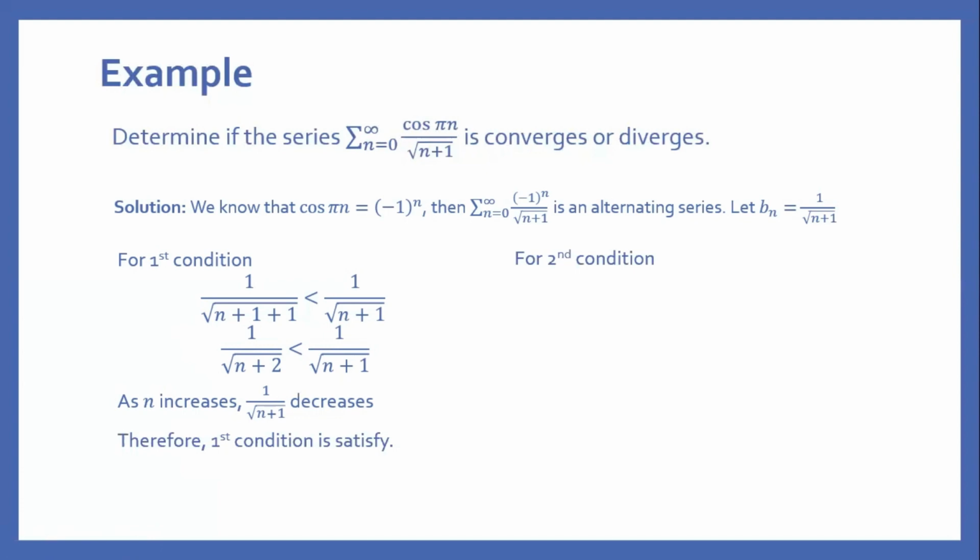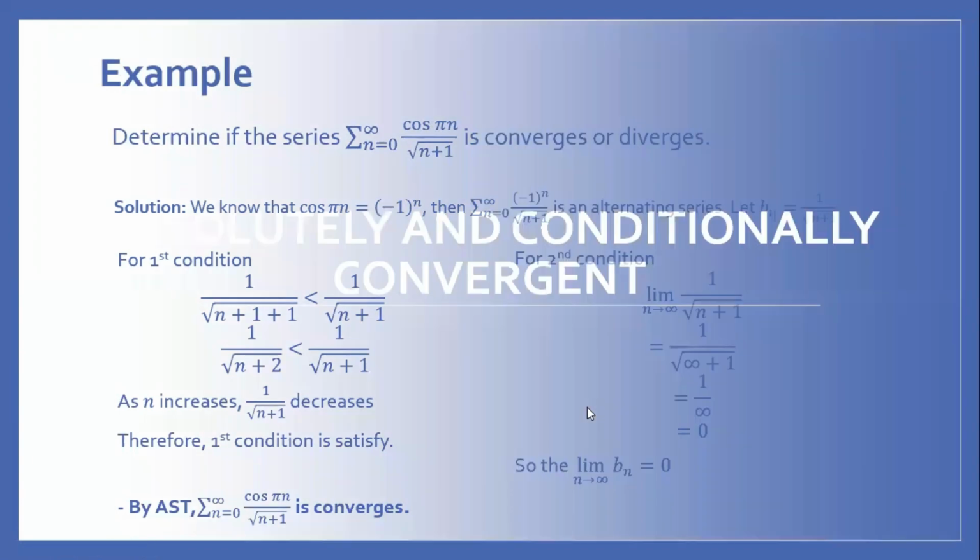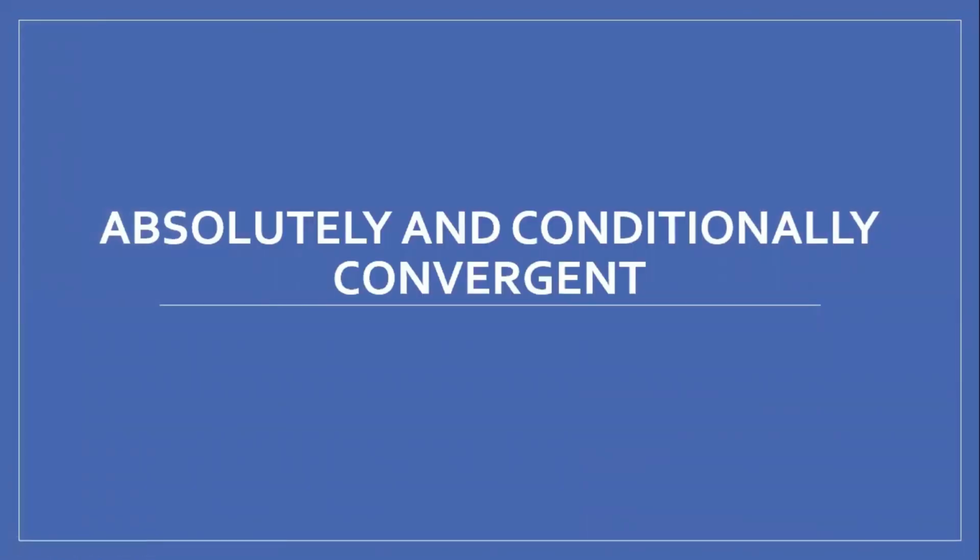Ayan. For the second condition, kunin lang natin yung limit as n approaches infinity ng b sub n natin, which is 1 over square root of n plus 1. So dahil 1 over square root of infinity plus 1, makukonsider natin as 1 over infinity yan. And then 1 over infinity is 0. So the limit of b sub n as n approaches infinity equals 0. So by the alternating series test, the series summation of cosine pi n over square root of n plus 1 from n equals 0 up to infinity converges. Ayan. So tapos na tayo dun sa alternating series test.